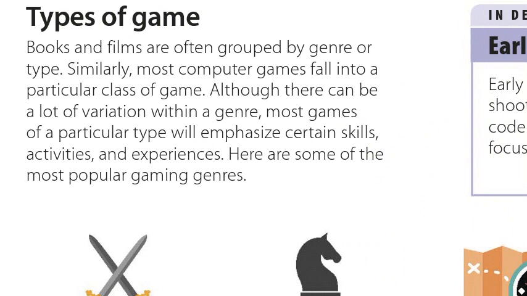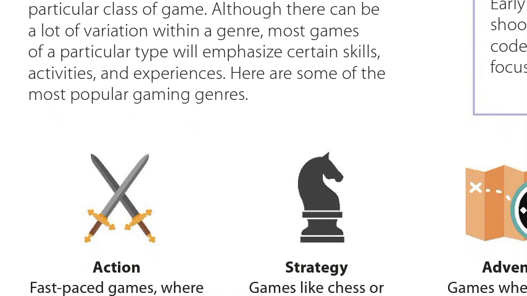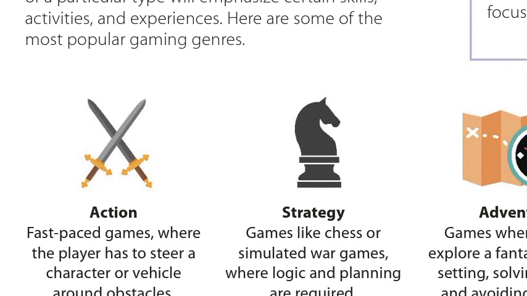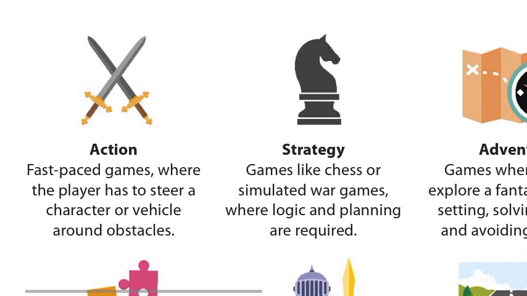Types of game. Books and films are often grouped by genre and type. Similarly, most computer games fall into a particular class of game. Although there can be a lot of variation within a genre, most games of a particular type will emphasize certain skills, activities, and experiences. Here are some of the most popular gaming genres.